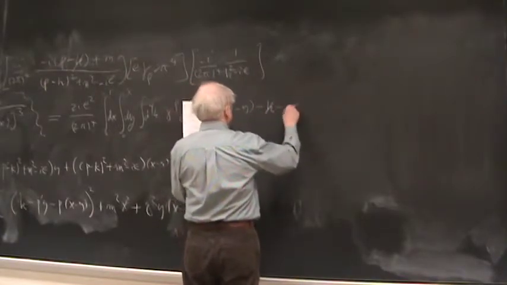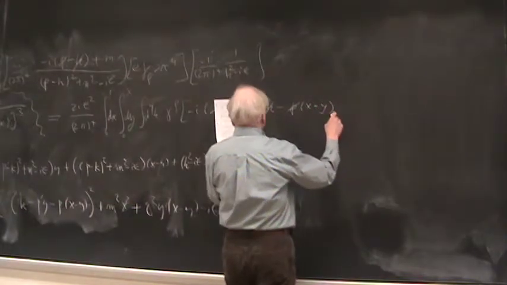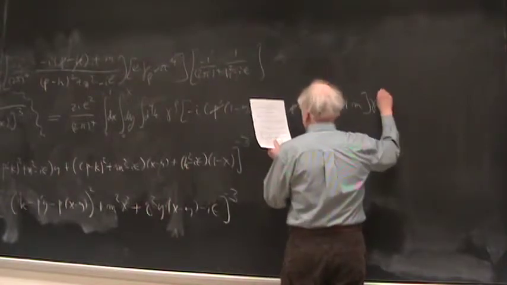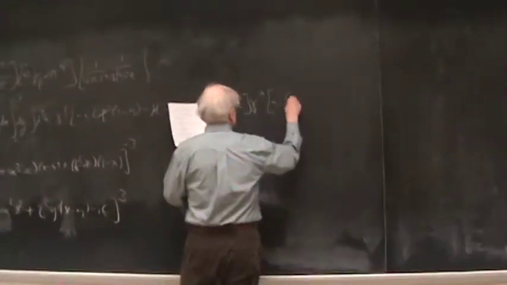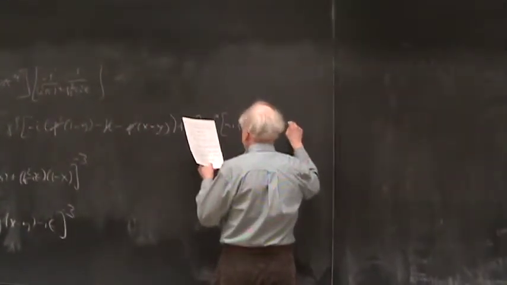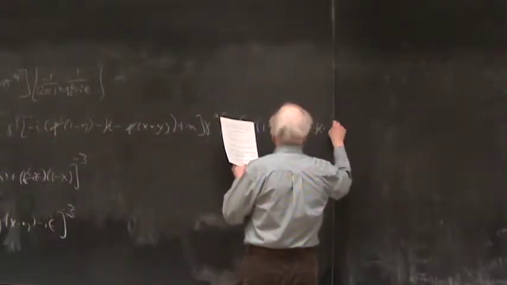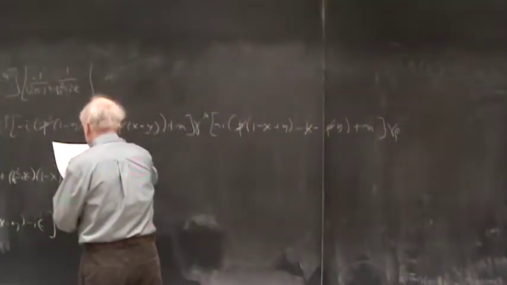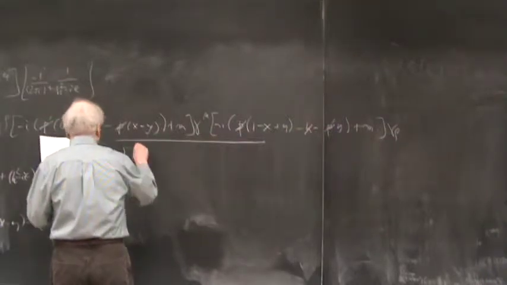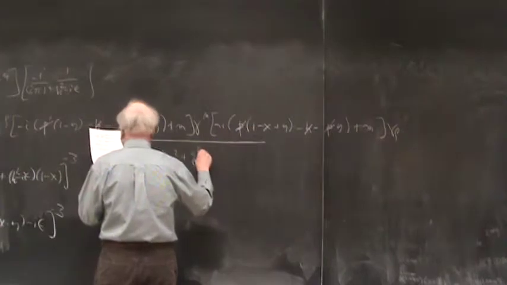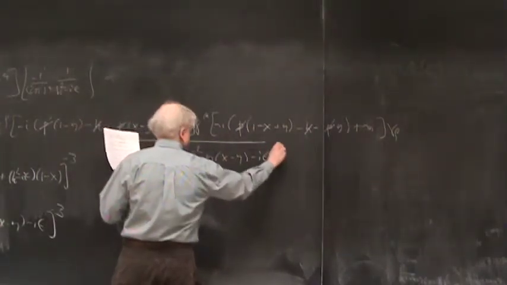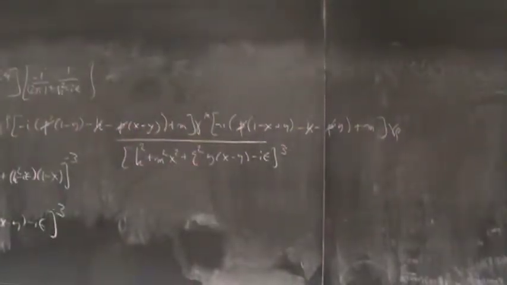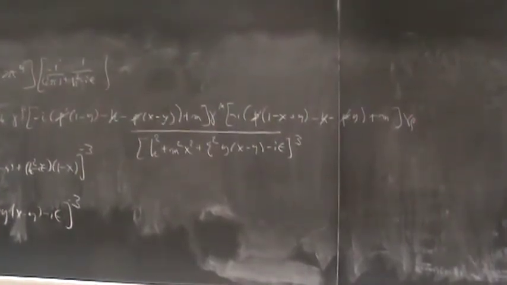this is minus k slash minus p slash (x minus y) plus m, bracket gamma mu, minus i p slash (1 minus x plus y) minus k slash minus p prime slash y plus m, gamma rho. So it's all that divided by k squared plus m squared x squared plus q squared y (x minus y) minus i epsilon. Okay, so it's all that. As I said, if we're only going after the magnetic moment, we could simplify, and I will in a moment.